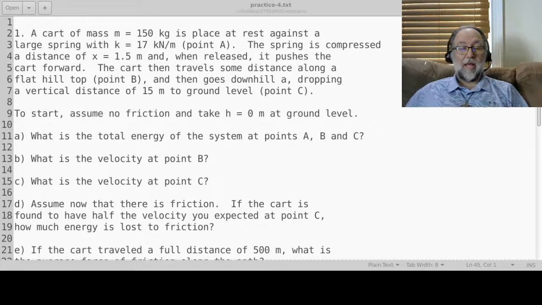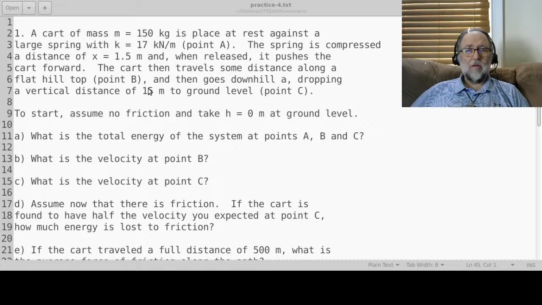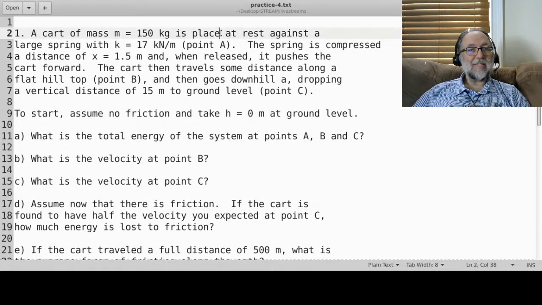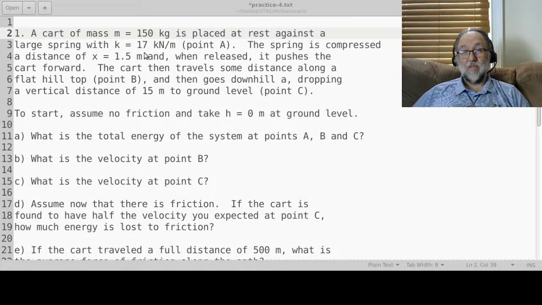So let's begin. The first question is going to be one of these roller coaster type questions where something's going up and downhill. I have a cart, and the cart weighs 150 kilograms, and it is placed at rest against a large spring with a spring constant of 17 kilonewtons per meter. The spring is compressed a distance of 1.5 meters and then released.